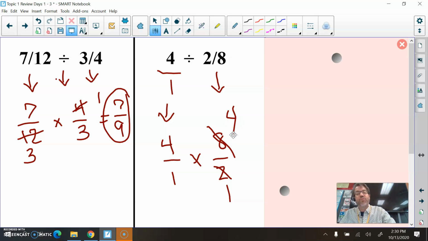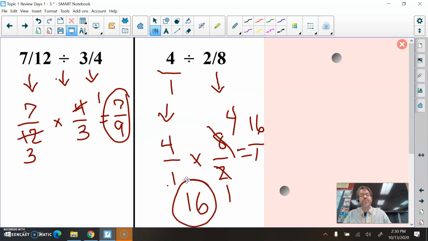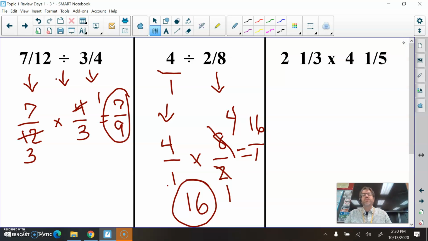Okay, so I have 4 times 4, which is 16, over 1 times 1, which is 1. So I get an answer of 16. It's a whole number answer. Okay? All right, let's look at the next problem. 2 1/3 times 4 1/5. They're both mixed numbers. All right.